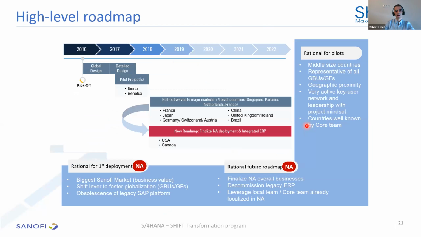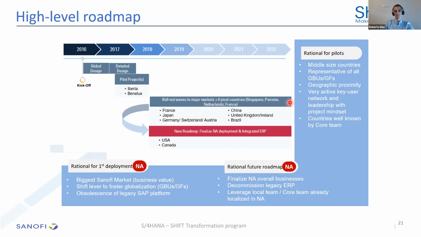This is the high-level roadmap. So the SHIFT program started in 2016. We went live in 2018 with the pilot countries in Iberia and Benelux, with the idea to roll it out or to deploy into the rest of the countries. So this roadmap was changed with, let's say, the new CFO.